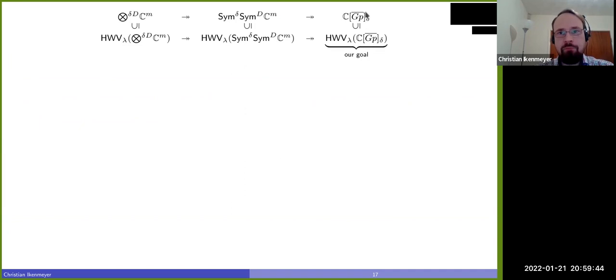Now, this coordinate ring here you get by projection, by just restricting the domain of definition, say. But this is also an image of a type of symmetrization from the tensor space, the delta times d-fold tensor power of C^m. Because you can think of these as tensors, but they have an additional symmetry.